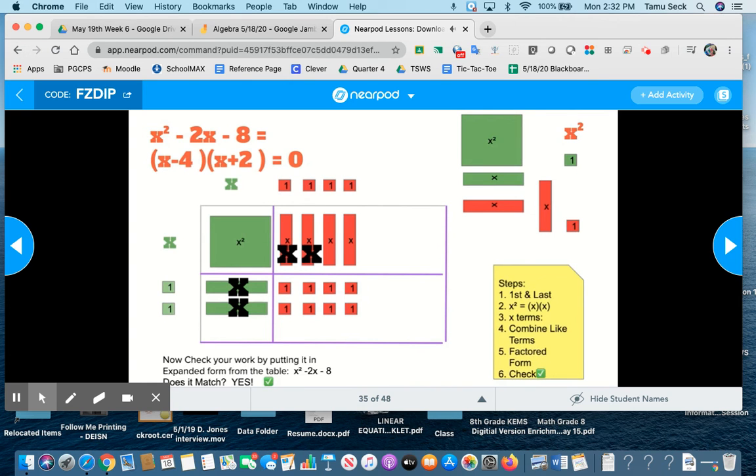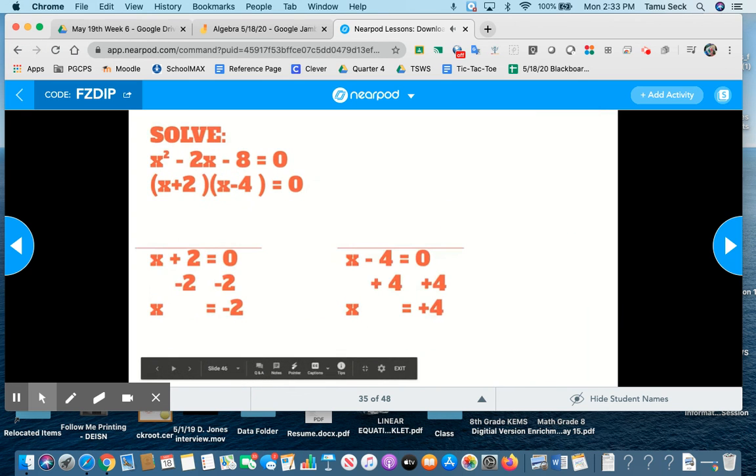Next page. Does it match? Yes. Did you check? x squared minus 2x minus 8. Now we have to still find a solution. We still haven't found it yet. So we did factor it. So we have x plus 2 times x minus 4 is equal to 0.